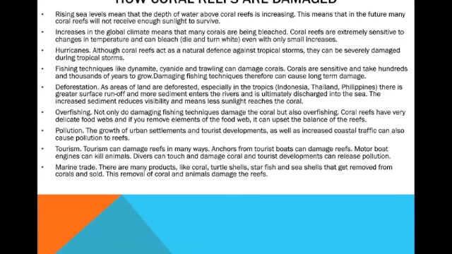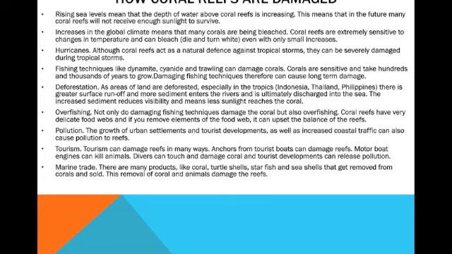Deforestation. As areas of land are deforested, especially in the tropics, so Indonesia, Thailand, Philippines, there is a greater surface runoff and more sediment enters the rivers and is ultimately discharged into the sea. The increased sediment reduces visibility and means less sunlight reaches the coral.